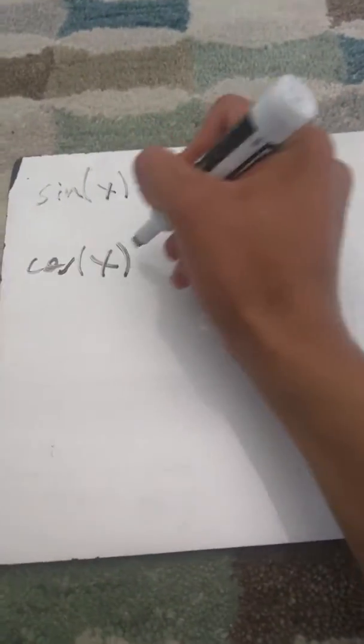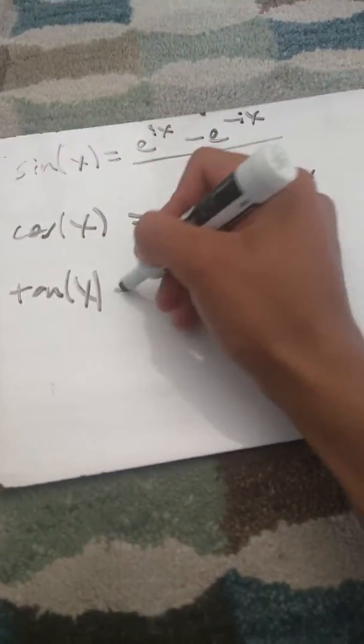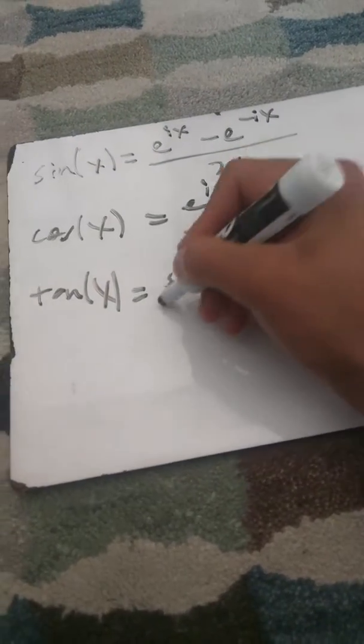Finding the tangent of a complex number. So, we know sine of x equals e to the ix minus e to the negative ix over 2i. Cosine of x equals e to the ix plus e to the negative ix over 2. To find tangent, we just have to divide these things. Tangent of x equals sine x over cosine x.